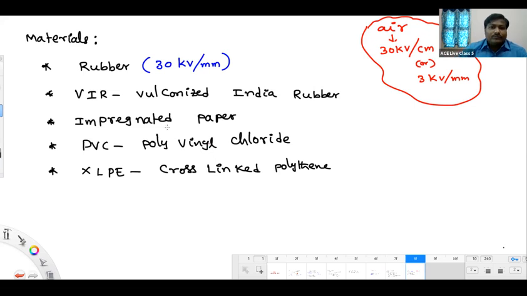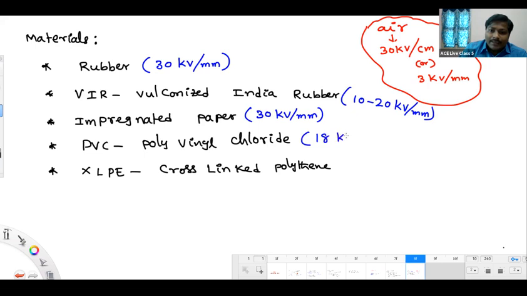Okay? Yeah. Vulcanized India rubber. After doing the vulcanization, dielectric strength definitely decreases. For the VIR, vulcanized India rubber, it will be in the range of 10 to 20 kilovolts per millimeter. Next, impregnated paper will have a strength around 30 kV per millimeter. Polyvinyl chloride around 18 kV per millimeter.